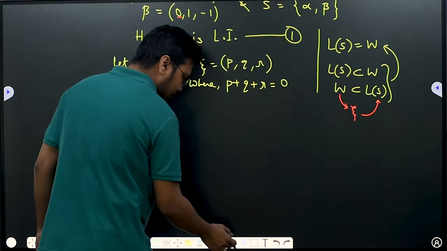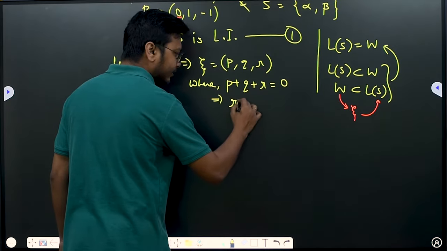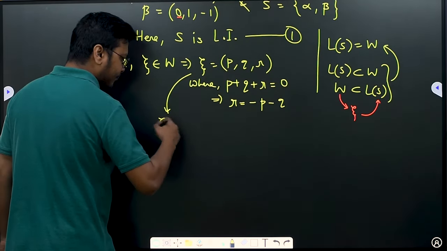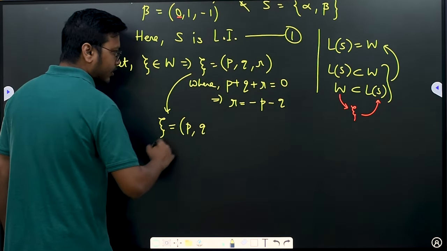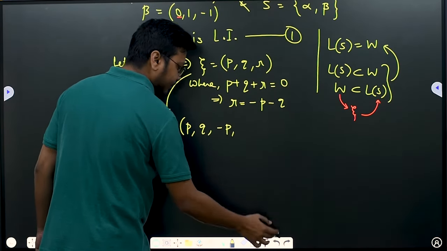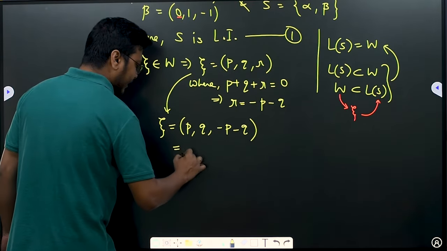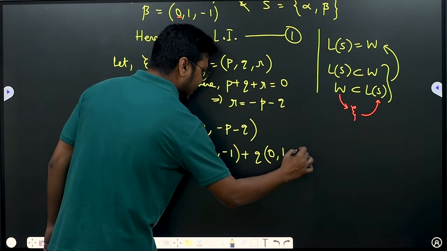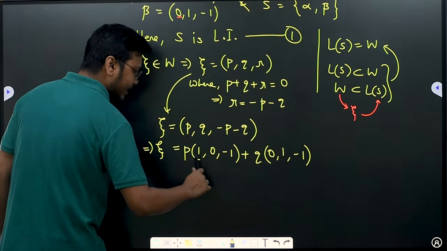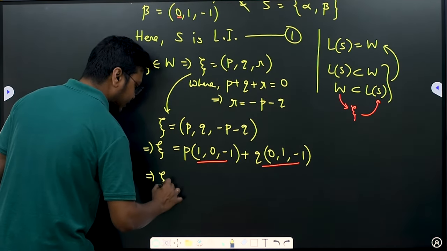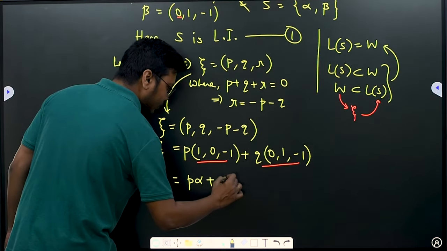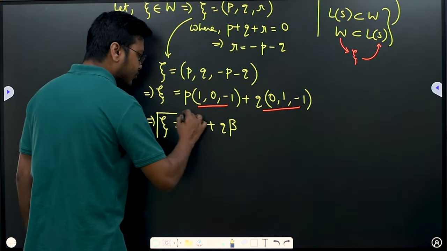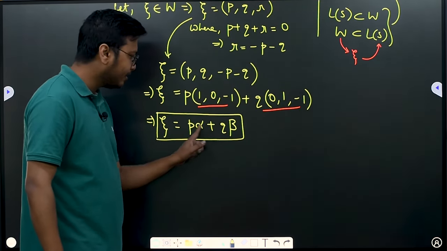So from here I'll eliminate one of the elements, I'll eliminate R, so that's going to be minus P minus Q. Then I'm going to write Jai as P, Q, and in place of R, minus P minus Q. Then I can take P common and get 1, 0, minus 1. I'll take Q common and write 0, 1, minus 1. We had named these elements alpha and beta, so I can say that Jai is equal to P times alpha plus Q times beta. From this relation you can see that Jai is a linear combination of the elements alpha and beta.